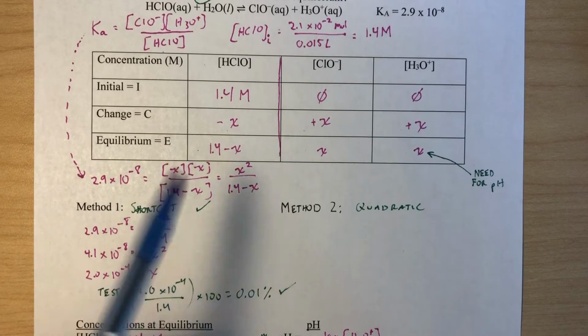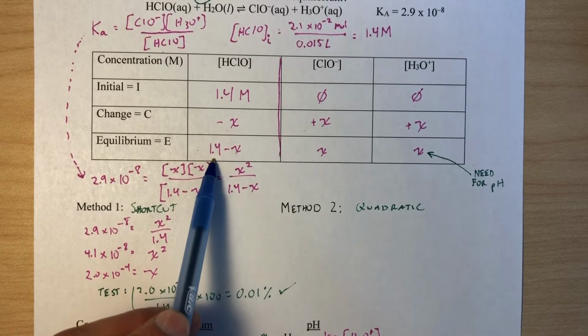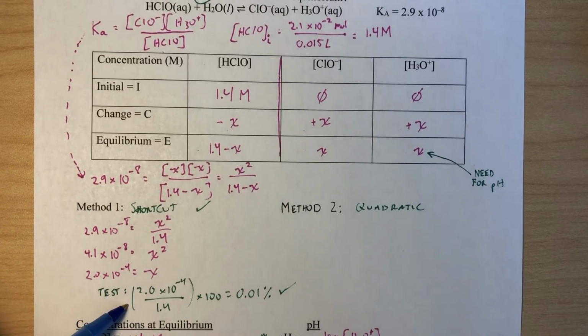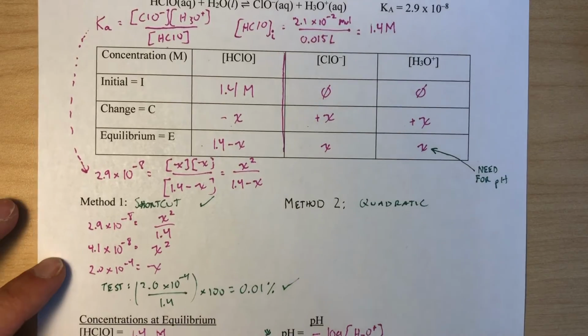So to test, we need to make sure that that x is less than 5% of our 1.4. So we say 2 times 10 to the negative 4th divided by 1.4 times 100 ends up being 0.01%. So yes, we are absolutely able to take this shortcut here, and we do not need to do the quadratic. So we can move on.